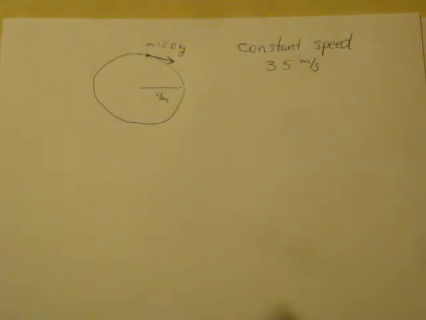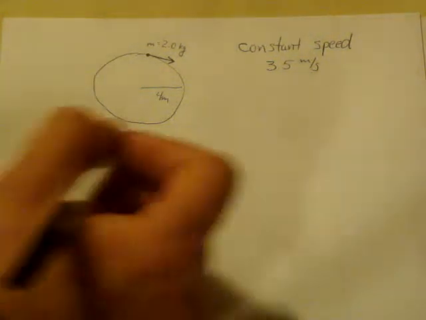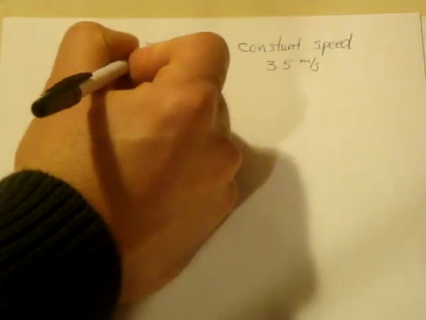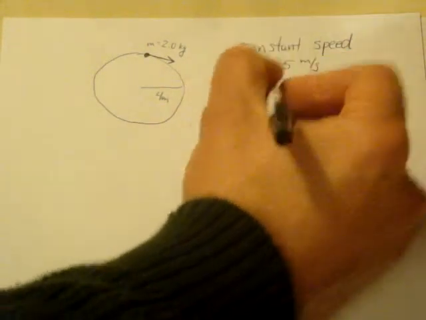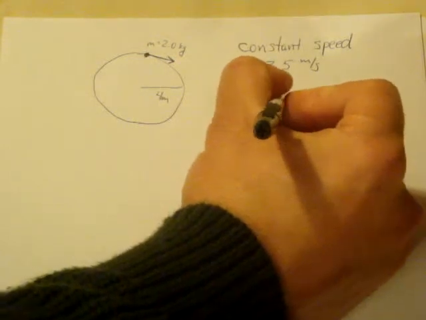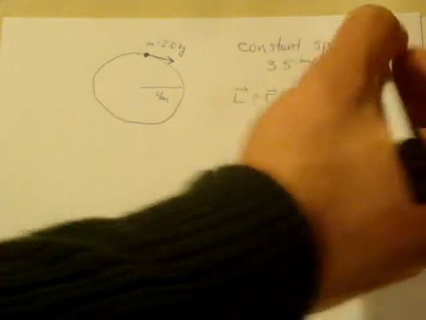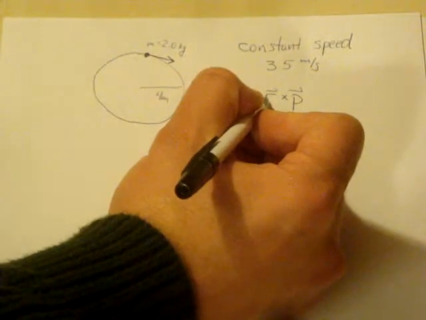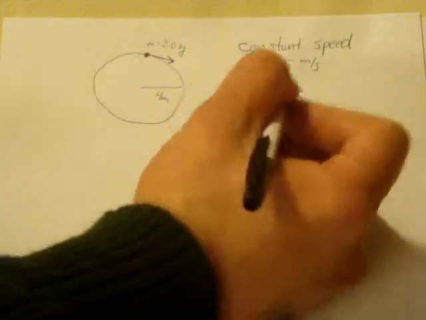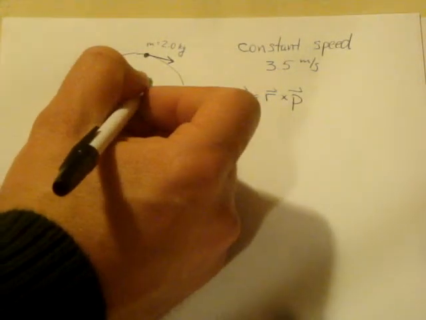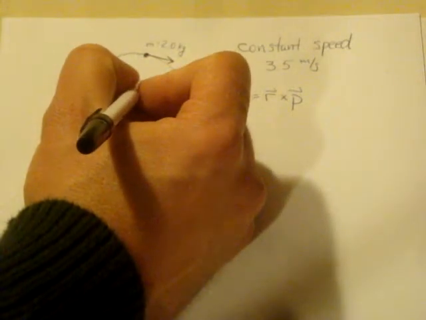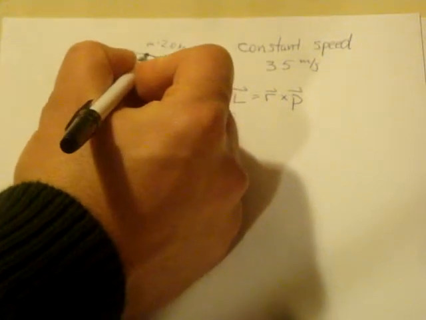The question then asks, what is its angular momentum, including direction, about the center of the circle? And so we have this particle here, and we want to know its angular momentum. The angular momentum is equal to the vector product of r and p, where r is simply the displacement from the point of interest. Here it wants to know about the center of the circle. Well, here's r.